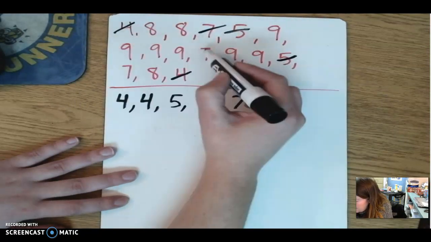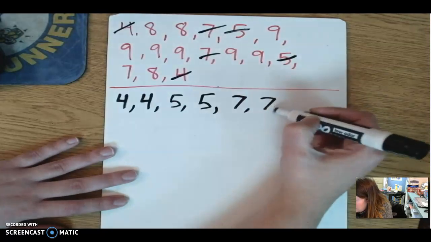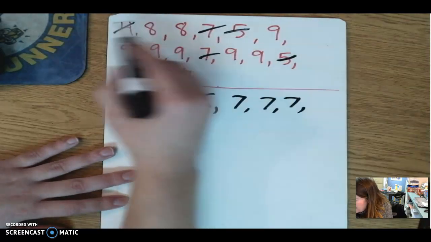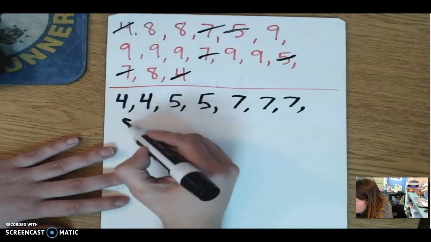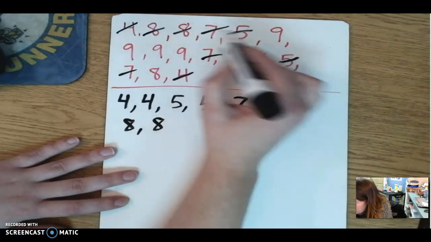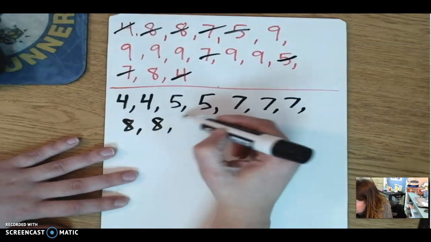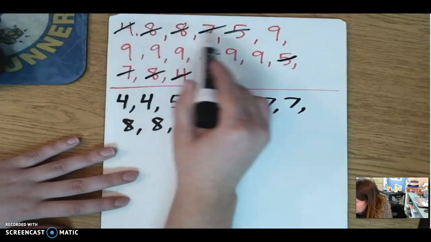Keep going. There's another 7, and another 7. Okay, that's all the 7s. Any 8s? I always start at the top every time. All right, yep. There's an 8 there. Another 8 there, and another 8 there. That's it. Okay, and then 9s.